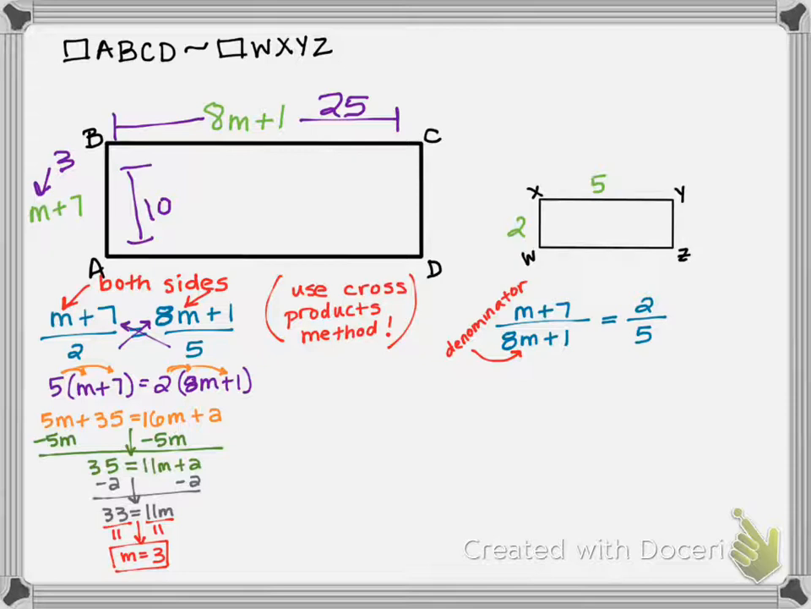I noticed that 10 over 25 is proportional to 2 over 5, because you could take the 2, multiply it by 5 and get 10. You take the 5, multiply it by 5 and get 25.